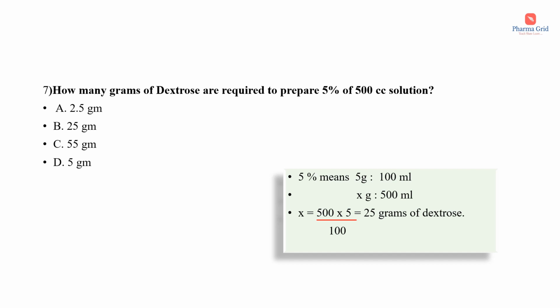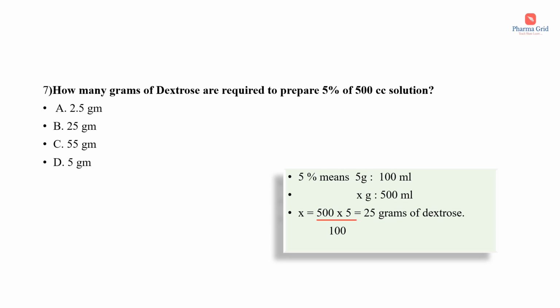Question number 7. How many grams of dextrose are required to prepare 5% of 500 cc solution? In the question they have given 5%. 5% means 5 gram per 100 ml. We need to find out the grams of dextrose required to prepare 5% of 500 cc solution. 500 cc means 500 ml, that is 1 cubic centimeter is equal to 1 ml. So 5% means 5 gram per 100 ml. Let it be X gram present in 500 ml of the solution.